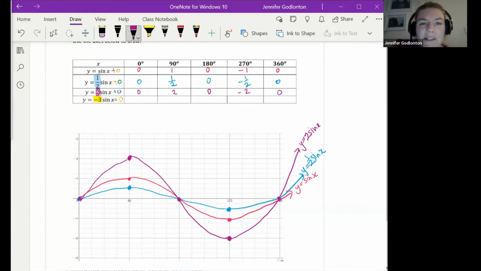Now, the next one's a little bit sneakier because there's a negative. We know that's going to be 0, but I do recommend you use your calculator for the first value over here because it's going to look a little bit different. So now we're going to write -3 times sine, and then in brackets, we're going to write 90 degrees, and we're going to close that bracket.